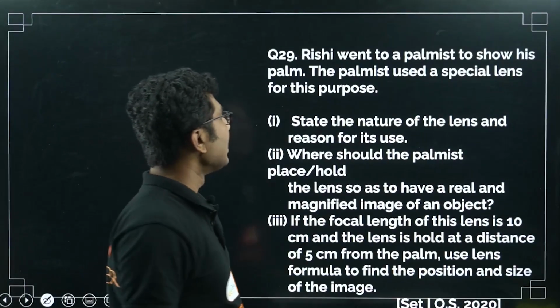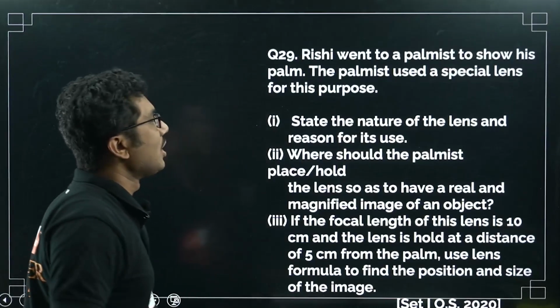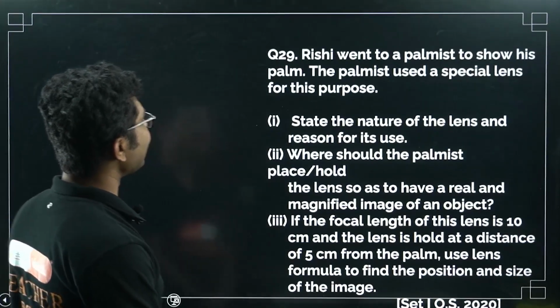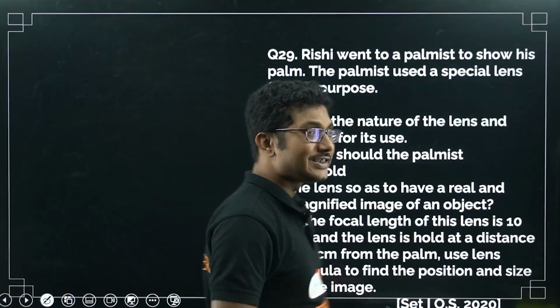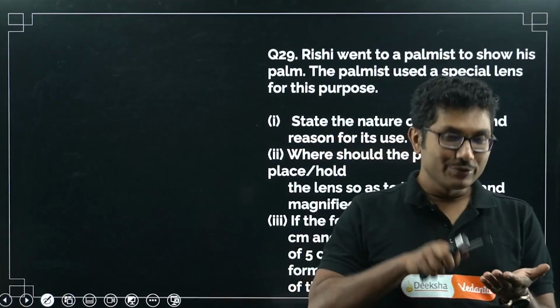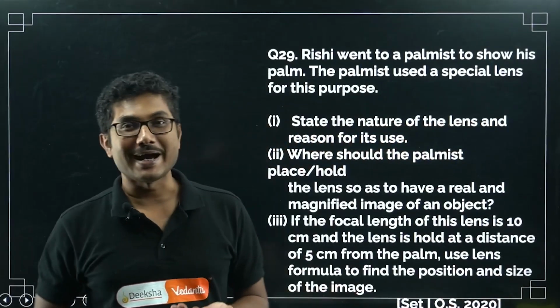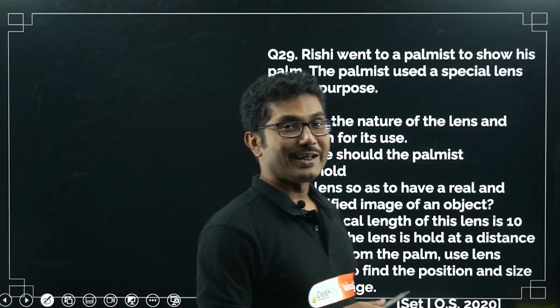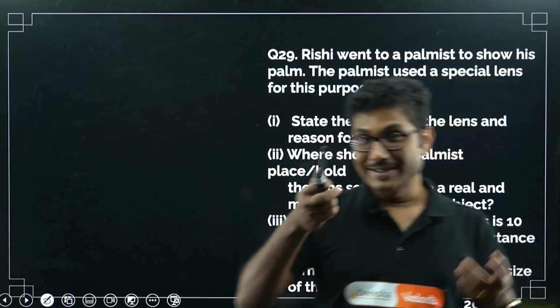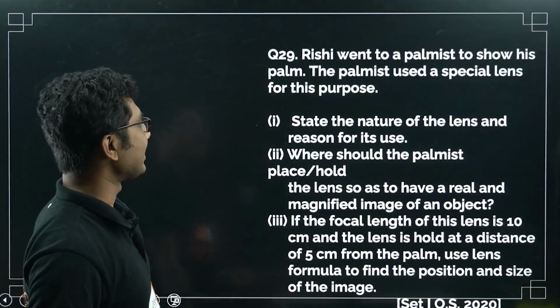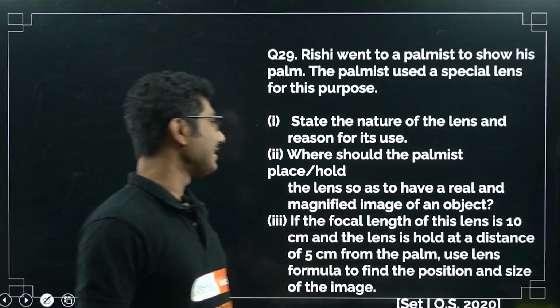Next question. Rishi went to a palmist to show his palm. The palmist used a special lens for this purpose. So if you visit a palmist, they will use a lens to read your palm. They will say, okay, your future is bad, your future is going to be very good, but we will discuss that in a while. Here what is the question? State the nature of the lens and reason for its use.